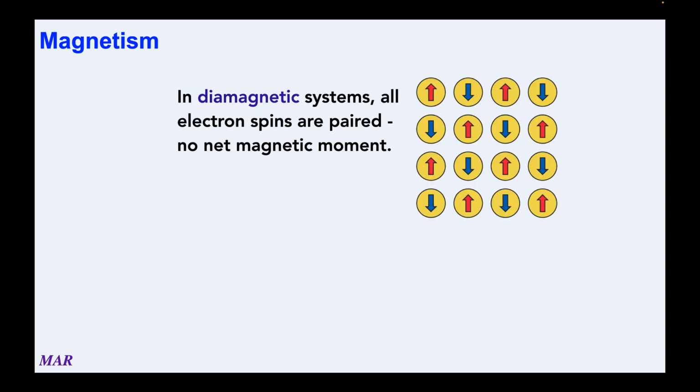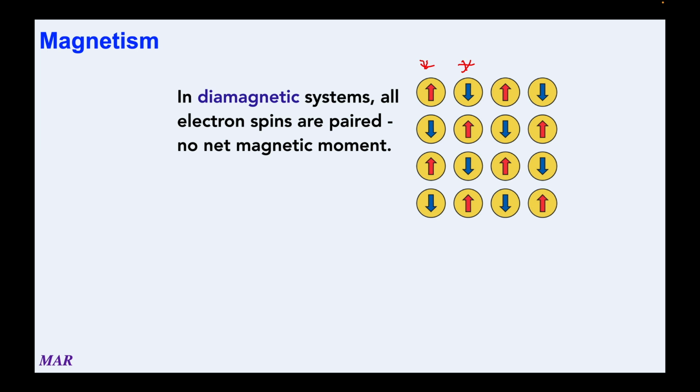Magnetism can be described through spin. If you have a system that's diamagnetic, then all of the spin ups, which are represented here by red arrows, are canceled by a spin down, represented by blue arrows. And if you have a diamagnetic system, there's no interest in magnetic fields.